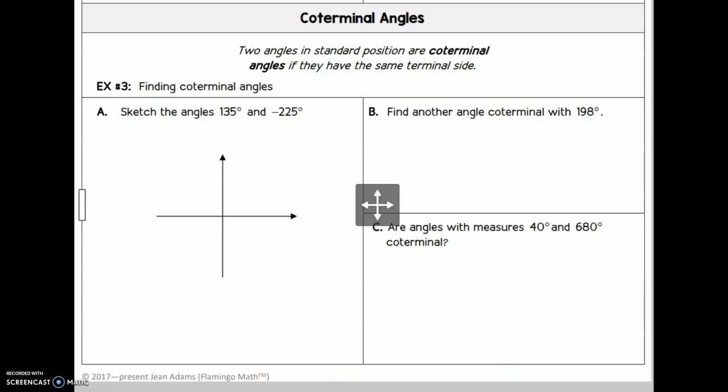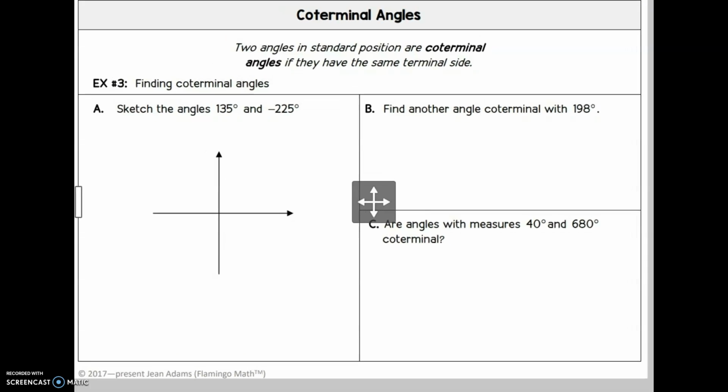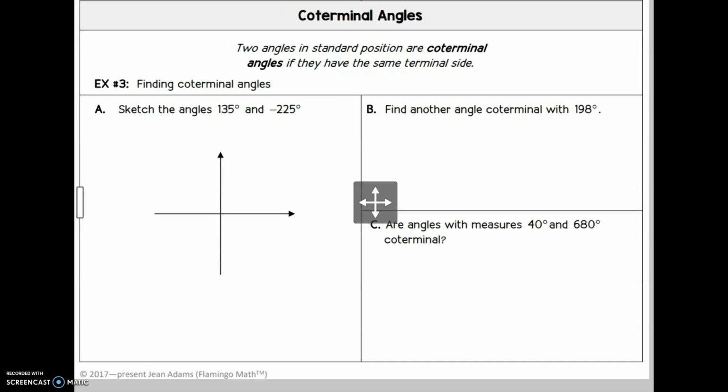Okay, so let's put some pieces together. It wants us to sketch the angle here. So let's look at the positive 135 first. It's in quadrant 2. Right, so 135 roughly right about there. There's our initial side right here.